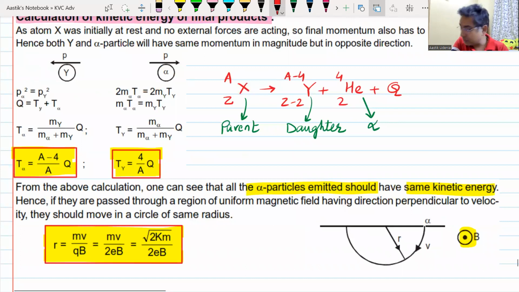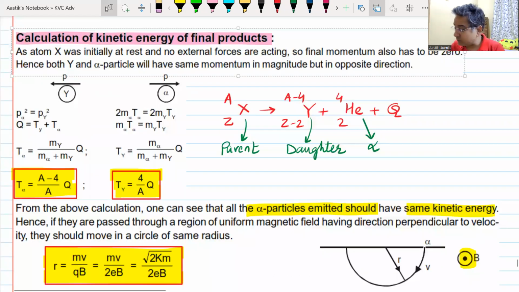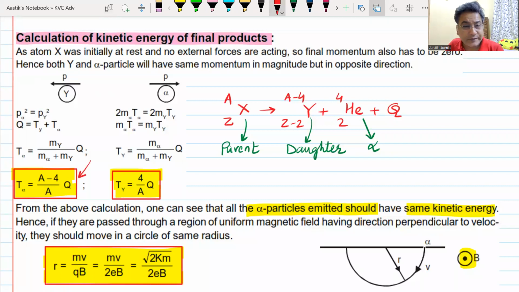Remember, in this, you don't have to note down everything. I forgot to tell you. You just have to note down these final results: kinetic energy of alpha particle, kinetic energy of the daughter nucleus. Just have to note down these results. You don't have to write the entire thing. It's not required. And the formulae for radius. That is what you need to do. You don't have to write out everything. You will not have even time to study it again, read it again.